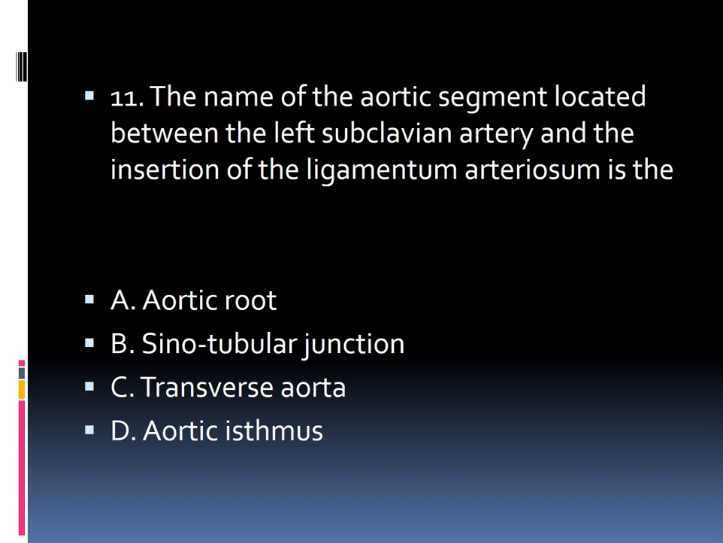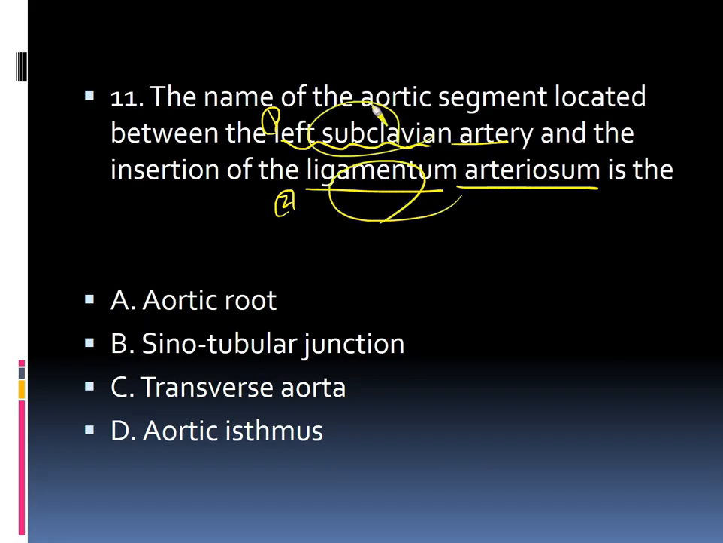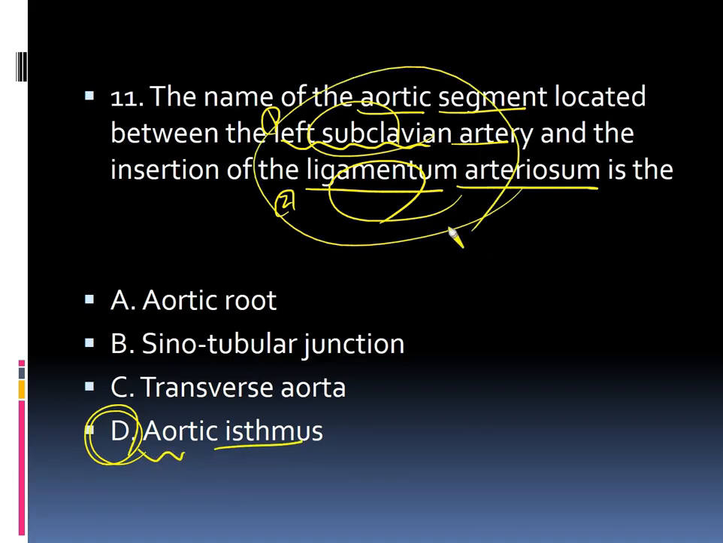Yes, if you look at the question, it's asking about the segments of the aorta. It mentions the left subclavian artery and the ligamentum arteriosum, which in Korean is called the ductus arteriosus ligament. The question is asking about the segment of the aorta located between these two. The correct answer is D. You can see that the aortic isthmus is the area in question here.